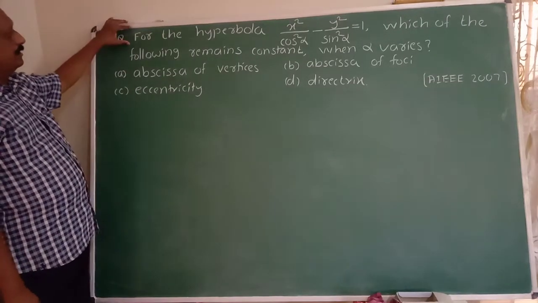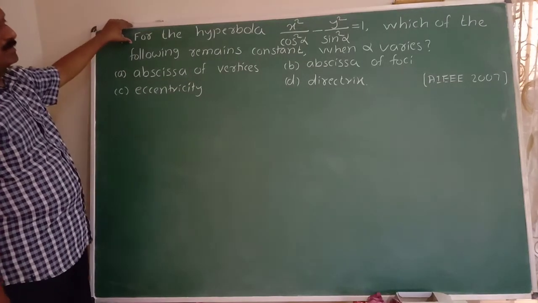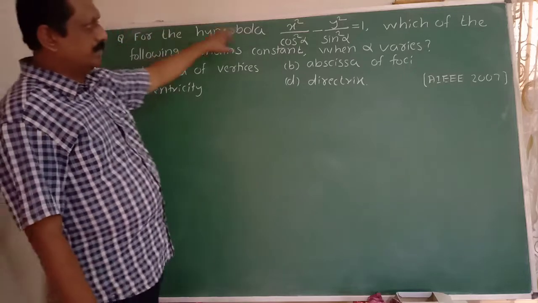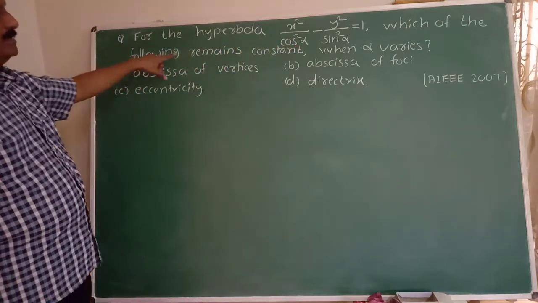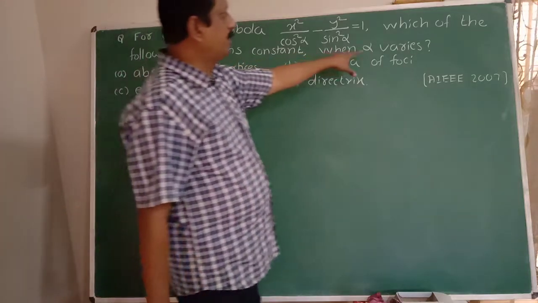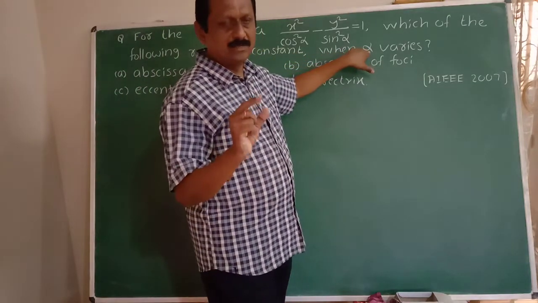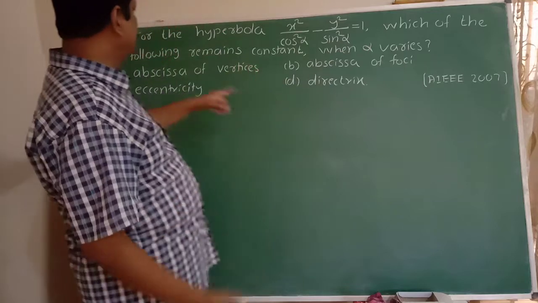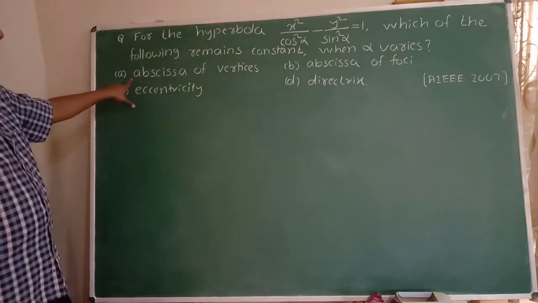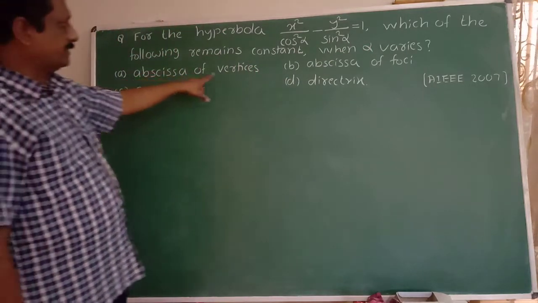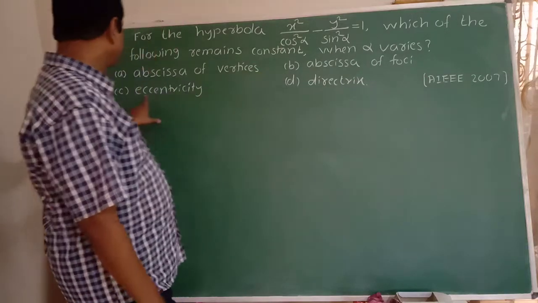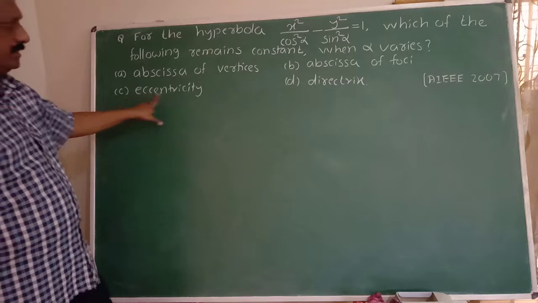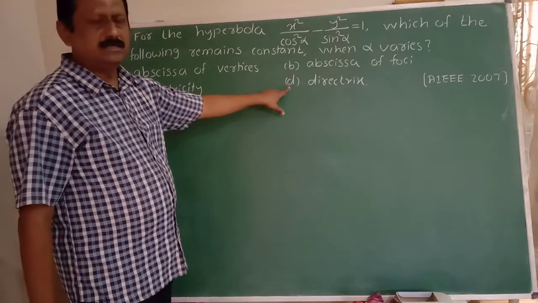Okay, question here. For the hyperbola x square by cos square alpha minus y square by sin square alpha is equal to 1, which of the following remains a constant when alpha varies? Alpha is a variable here. When alpha varies, which one is constant here? 4 options are there. First one is abscissa of the vertices. Second, abscissa of the foci. Next, eccentricity. And the fourth one is directrix here.